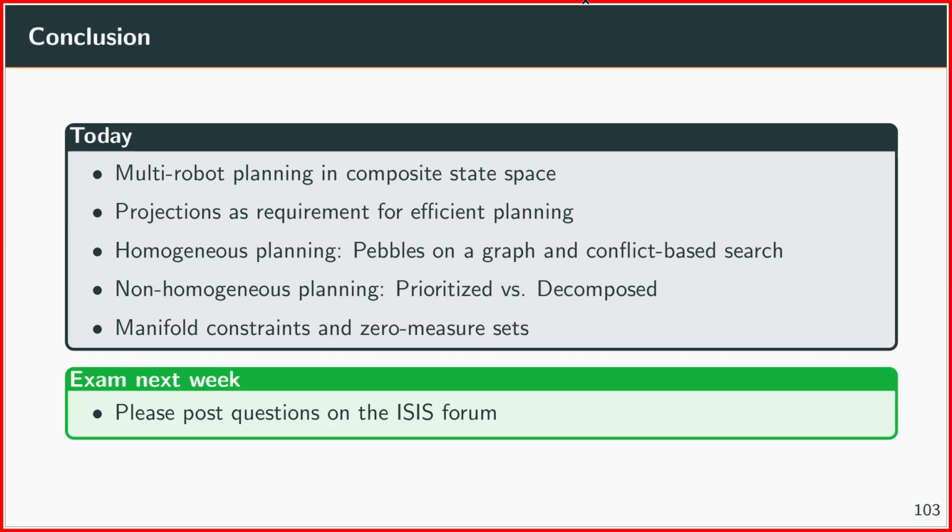Okay, and that is everything for today. Just to recap here again, we talked a bit about multi-robot motion planning, especially projections as a requirement for efficient planning. And then we talked about one-homogeneous planning, pebbles on a graph, conflict-based search. We talked about non-homogeneous planning, prioritized versus decomposed. And then finally, a very quick, brief overview about manifold constraints and zero measure sets.